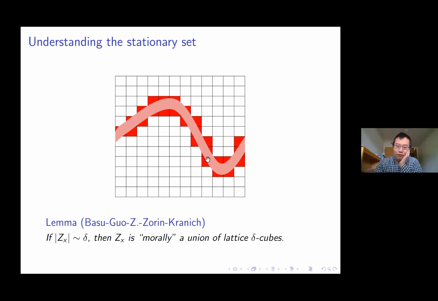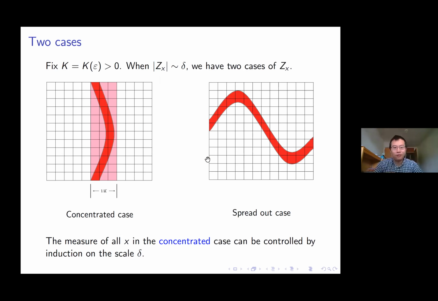And the next thing might feel familiar if you work on Fourier restriction type problems, but it's a very nice new discovery in this setting. So you fix capital K depending on the epsilon. Remember, epsilon is that extra room on the exponent. So when the stationary set has a measure roughly equal to delta, the stationary set is drawn in red in this picture. We have 2 cases of the stationary set. In the first case, it's concentrated into a vertical strip of length 1 over K, and we call it the concentrated case. And the other case is that it spreads all out on the unit cube. So we call it the Spreadout case.